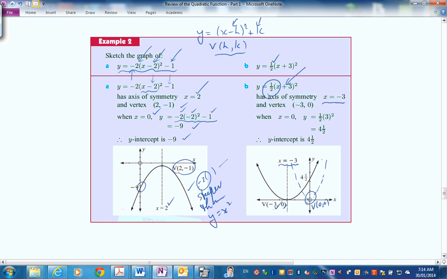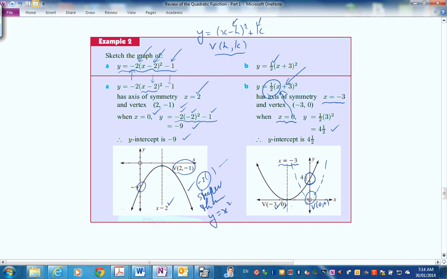And what is the vertex? Well, we can say here it's (neg 3, naught). And where does it cut the y-axis, when x is naught? So put x is naught in here. We get a half of 9, which is 4.5. So it goes up there. So this is another form of the quadratic function that you could work with.